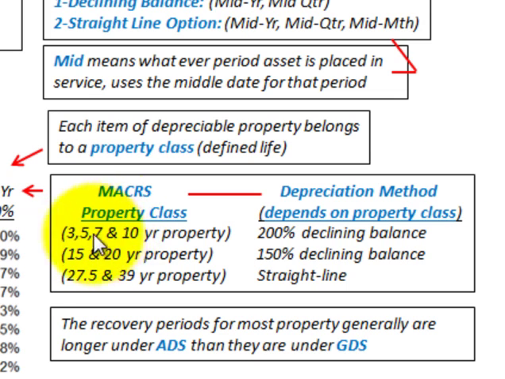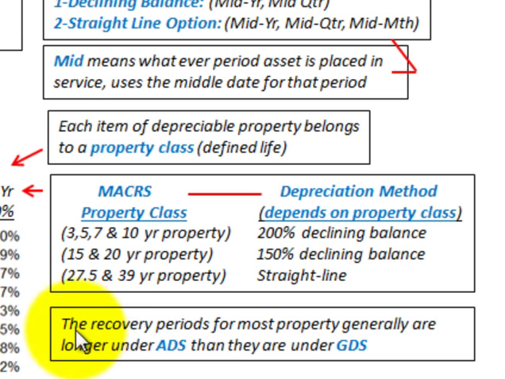Showing this in general terms, for 3, 5, 7, and 10-year property, you use a 200% declining balance, according to the IRS depreciation percentages per their charts. And then for 15 and 20-year property, you use 150% declining balance, and for the 27.5 to 39-year property classification, you use straight line.